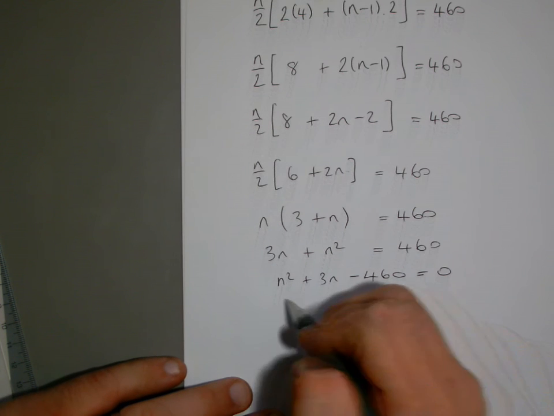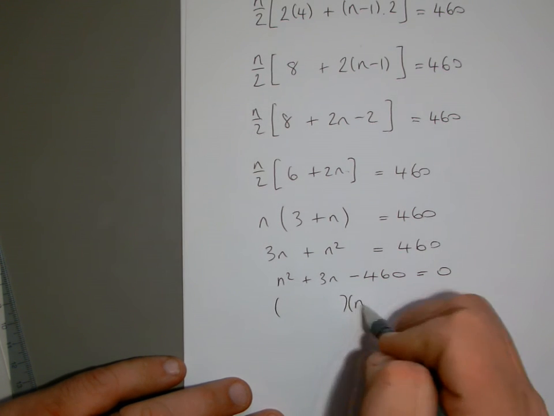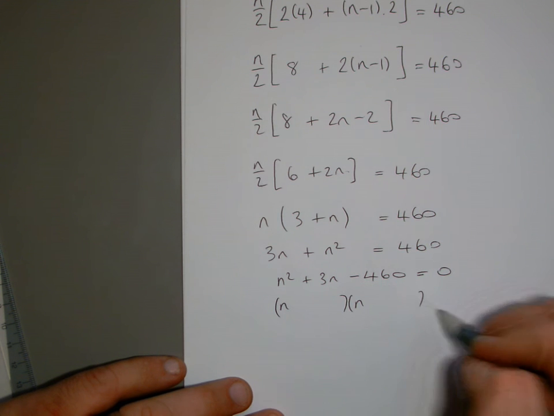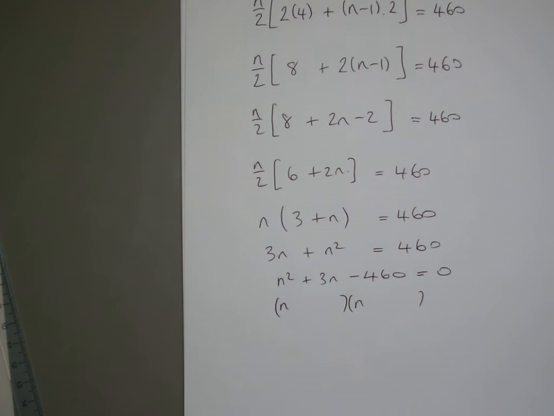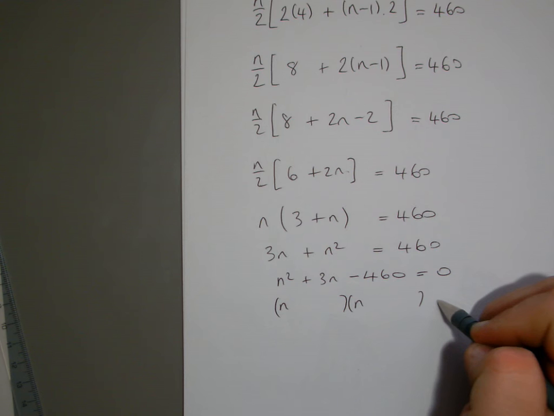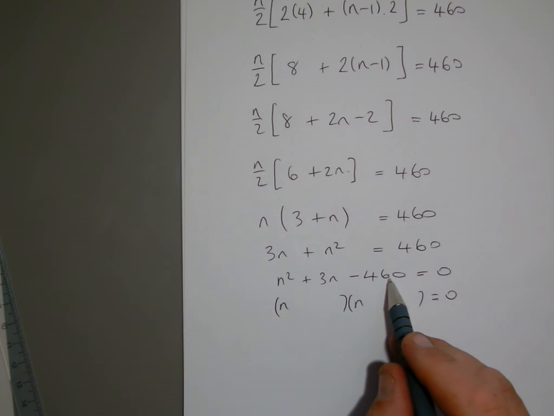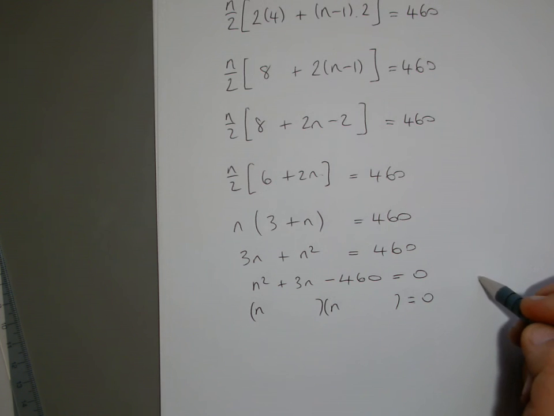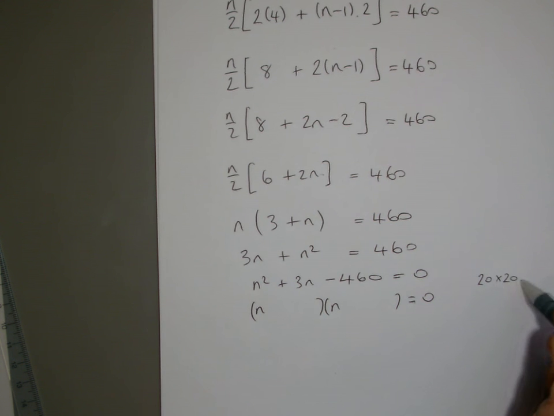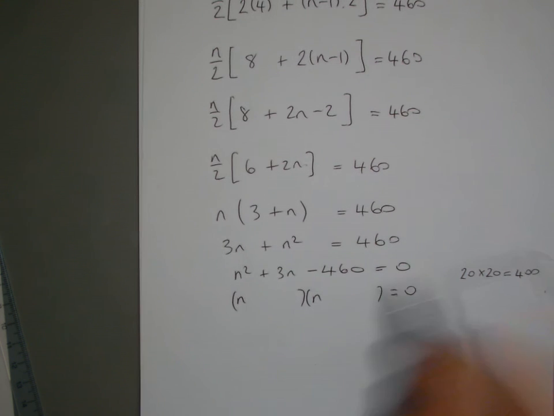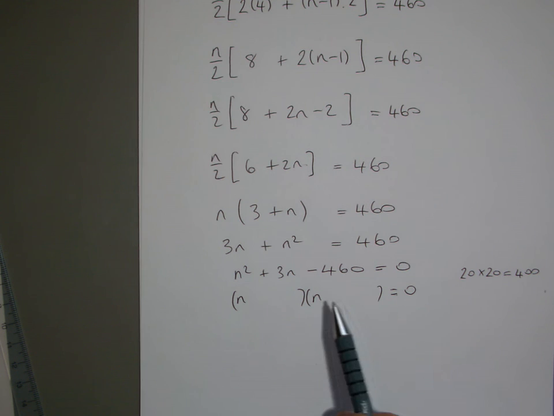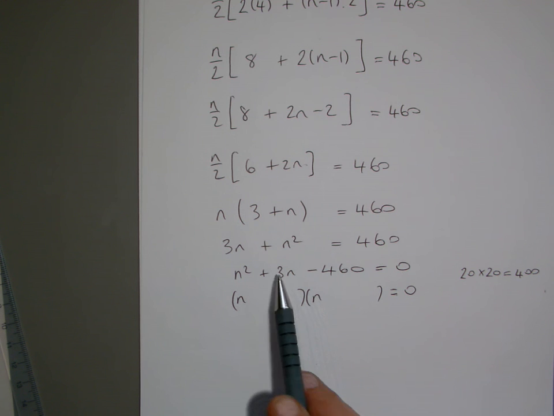But when you see a quadratic, we could use our calculators to solve it. We could use the quadratic formula. This one factorizes though quite nicely. And the key to it, when you have quite a large number here, is just think of your square numbers. So for instance, 20 squared is 400, or 20 times 20 is 400. But we want 460, and our 2 numbers have to be with a gap of 3.